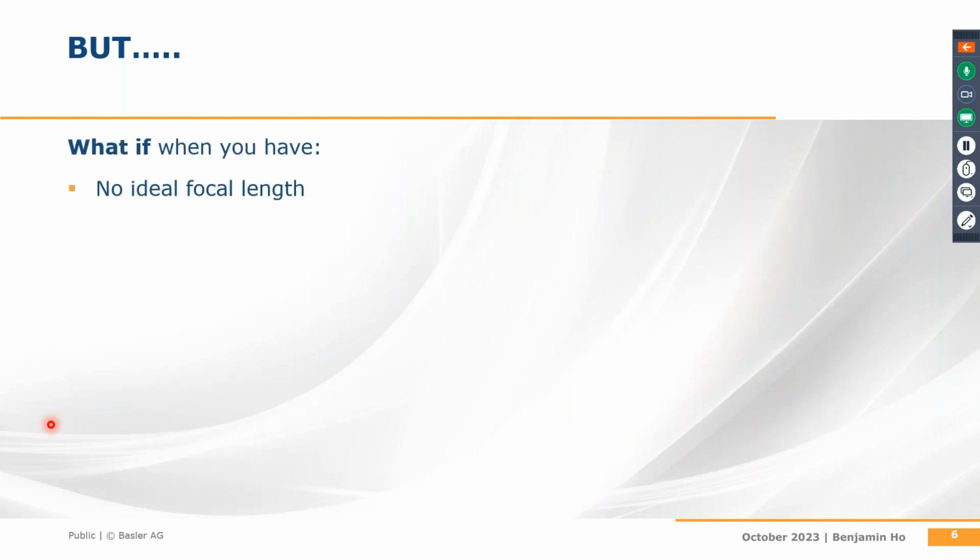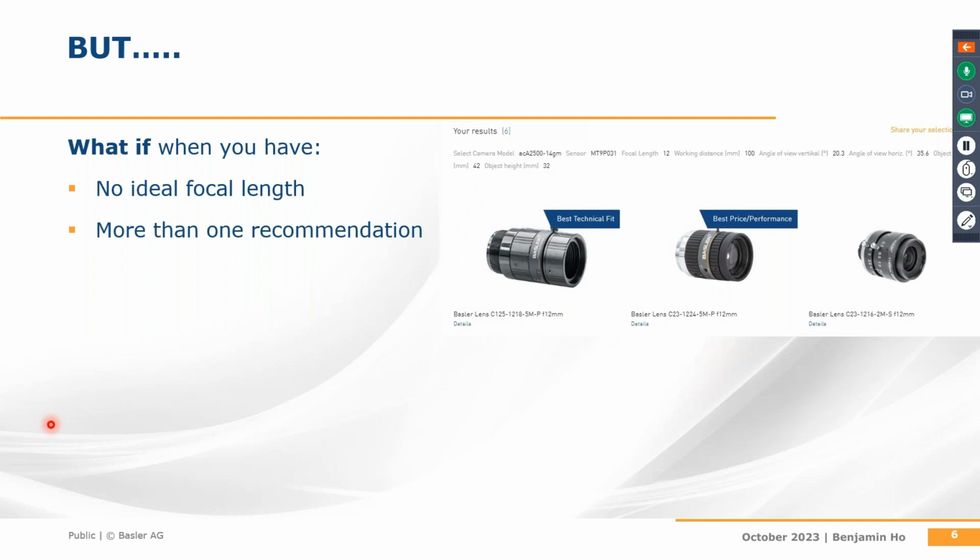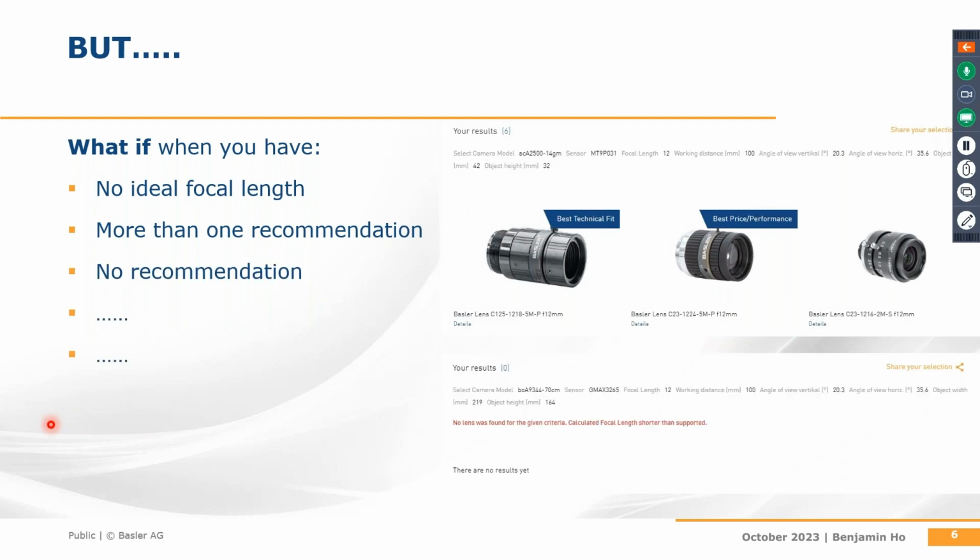But what if you can't find a suitable lens, for example, no ideal focal length match, more than one recommendation, or even no recommendation? As we know, the basic steps previously introduced only help you to select a lens for your magnification, working distance, and other mechanical requirements. For many cases, the critical factor is whether you can see the target object clearly or not, which is related to the lens resolution. Lens resolution refers to the ability of the lens to resolve fine detail in an image.